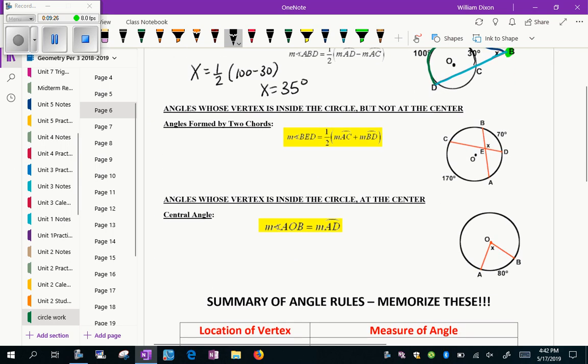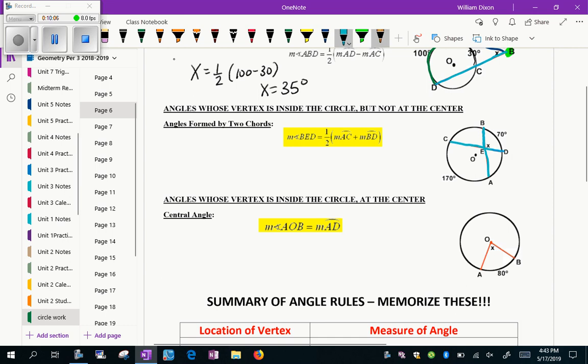Now, what happens if we have angles whose vertex is inside the circle, but not at the center? Before we had inside when we were looking at inscribed, or inside when we were looking at vertical. Well, this one's inside and it's not at the center. So I'm trying to find x, and it's formed by BE and ED, but there's a relationship between that angle and its opposite. Kind of think of those as vertical angles.